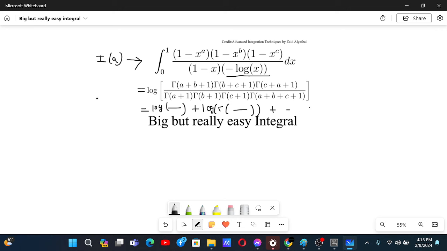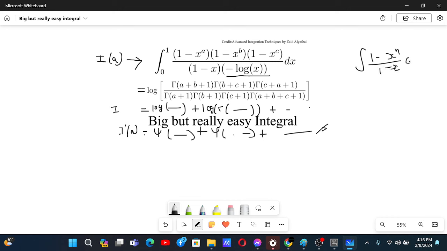So I dash of a will just be the derivative of the log of gamma, that is digamma. So it will not be complicated. We will get some differences or sums of digamma functions, and the difference or sum of digamma functions is really easy to get from integrals like the integral of (1 minus x to the power n) by (1 minus x) dx. If we have such forms, this is just the Euler-Mascheroni constant plus the digamma function of n plus 1. So it will not be that tough.